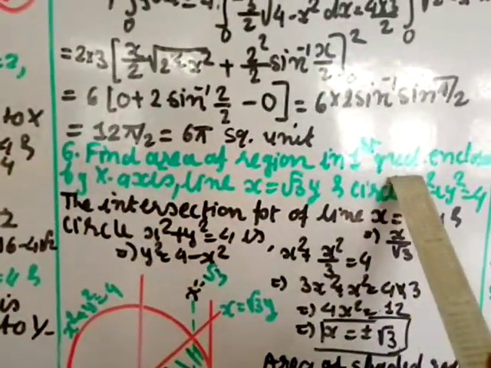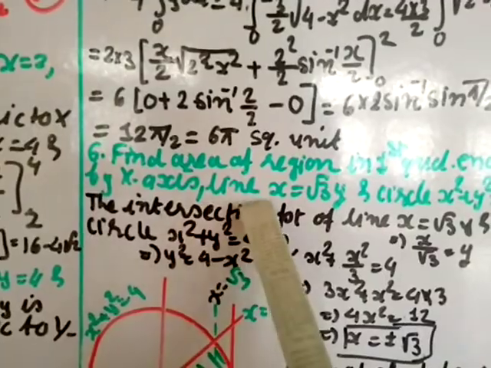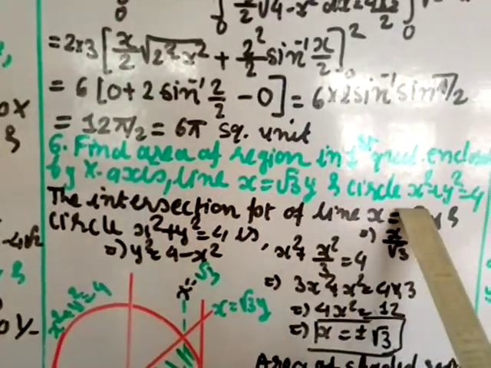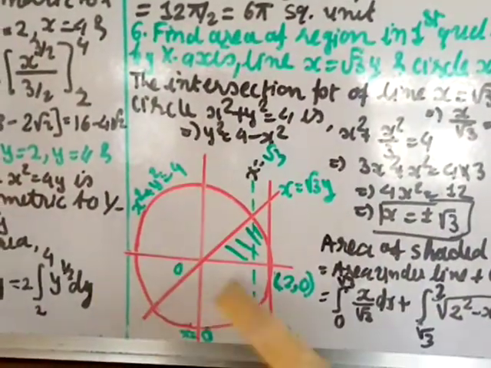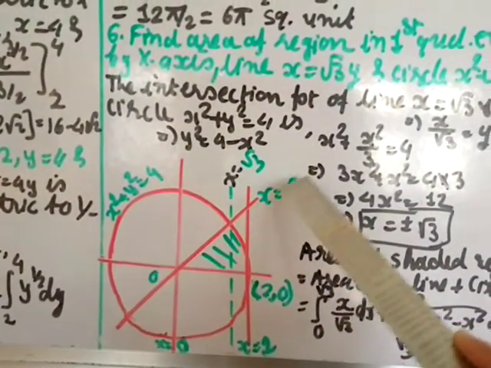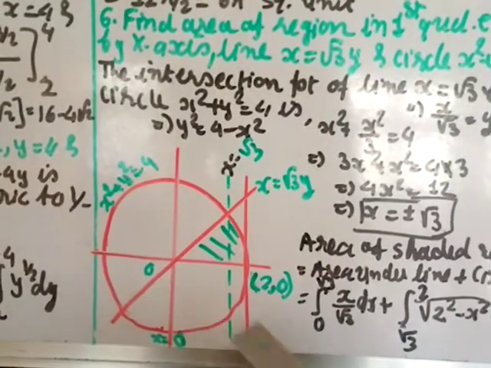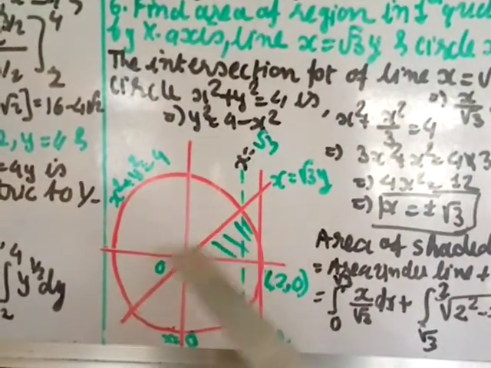Question number 6. Find the area of the region in the first quadrant enclosed by the x-axis, the line x equal to root 3 y, and the circle x square plus y square is equal to 4. Now here, see, this is the circle, this is the line x equal to root 3 y, which passes through the origin, and this is the x-axis, so you have to find this area.